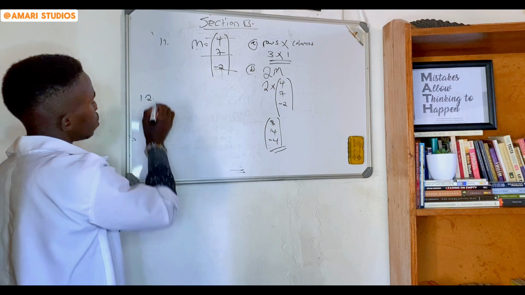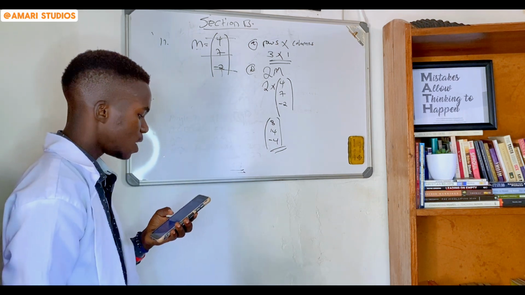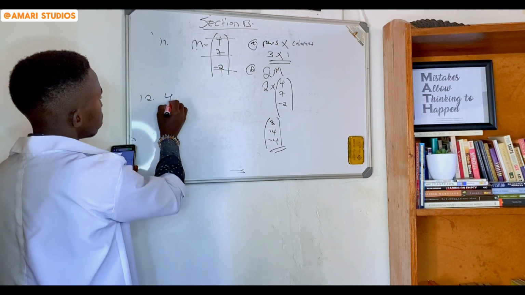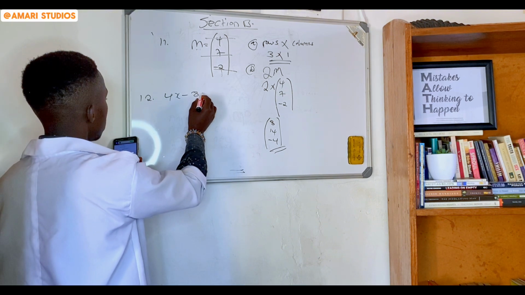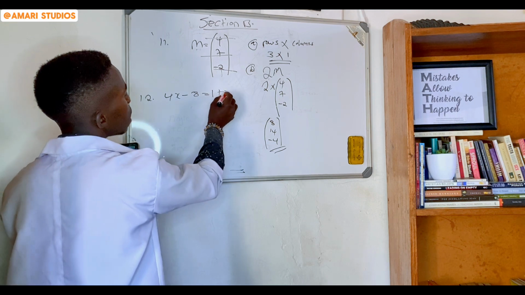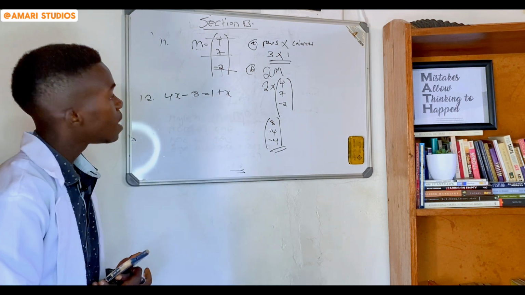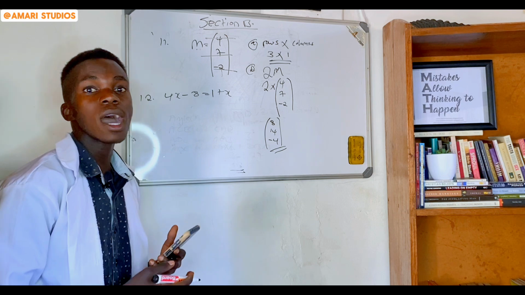Question 12, section B. The question is saying, solve the equation: 4x minus 8 is equal to 1 plus x.